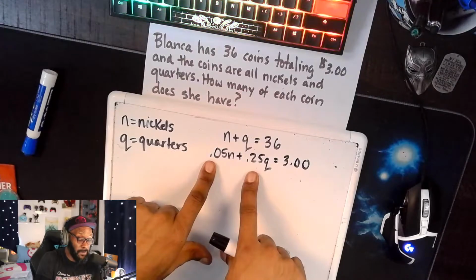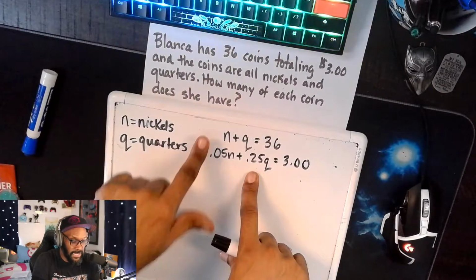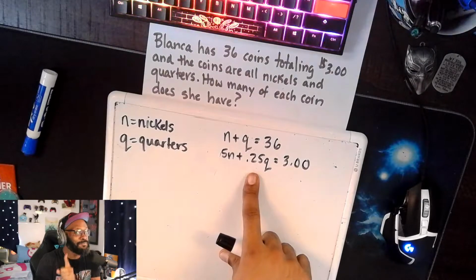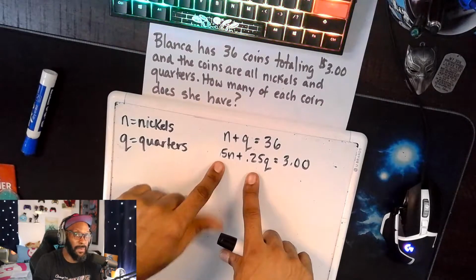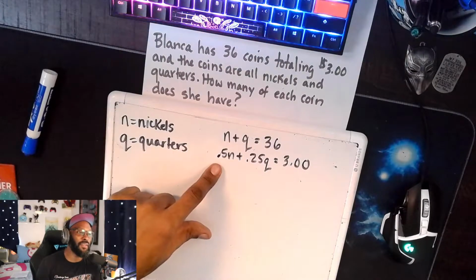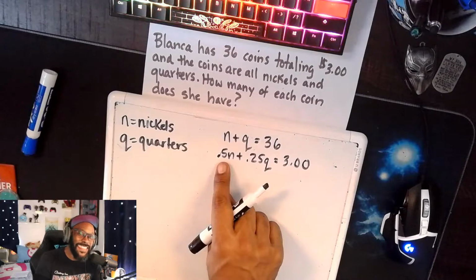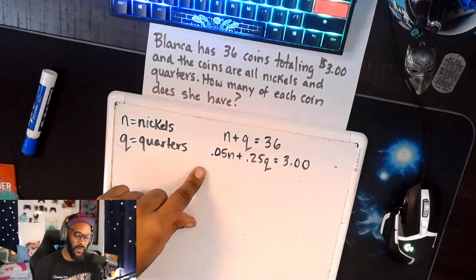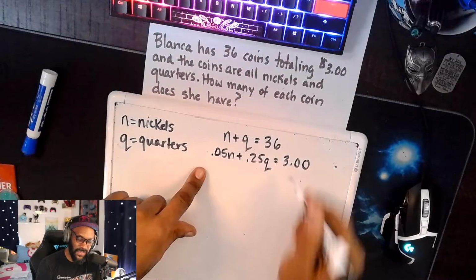Now, some of you end up starting here, right? Some of you might have started with 5. But does that 5 describe the value of a nickel? No. And some of you might have done 0.5. But is that the value of a nickel? Be careful, right? 0.05 is what we want. And 0.25 for the quarter, for the $3.